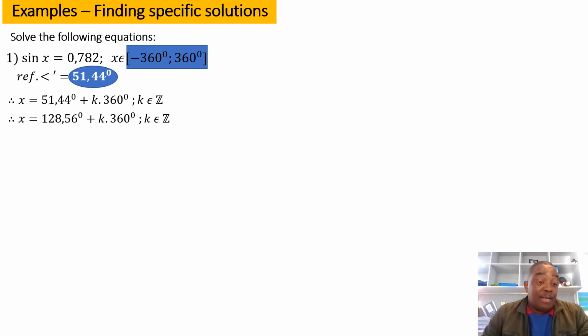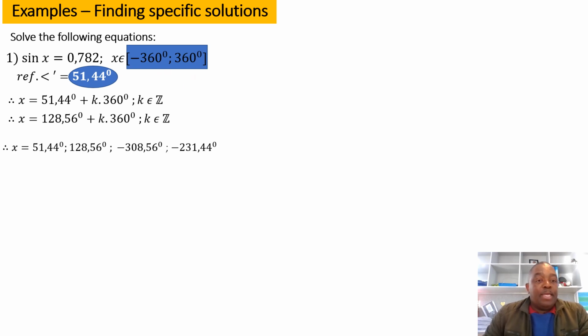Now, once you're done, you need to play around with the value of k based on the interval that you've been given for x, that from negative 360 to 360, we need to find solutions that fit this equation. So what we do, we start with k equal to 0 in each solution, then go to k equal to 1, then k equal to negative 1, then k equal to 2, and then k equal to negative 2, until you've found all the solutions that are in the interval that was given in the question.